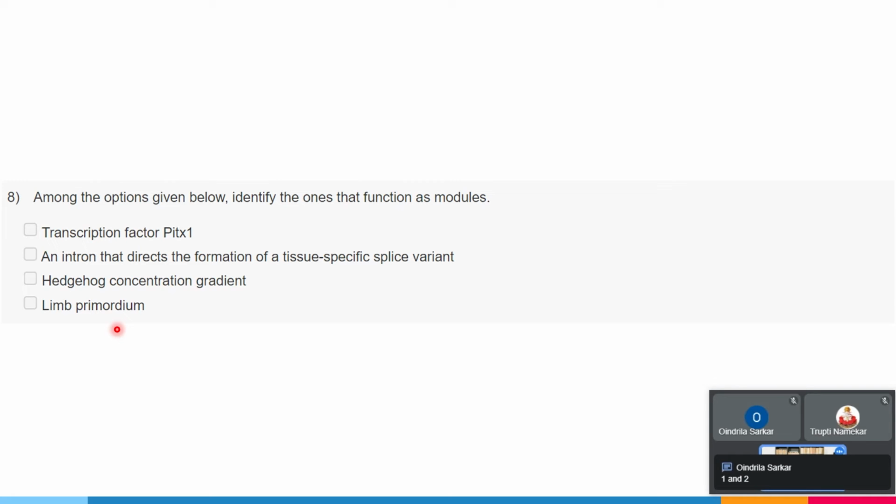Oindrila says it is 1 and 2. The transcription factor PTEX1 and an intron that directs the formation of tissue specific splice variants. Anyone else wants to try and answer this?